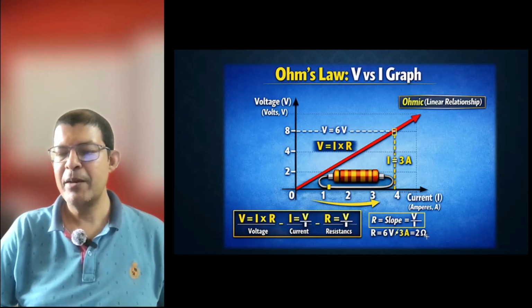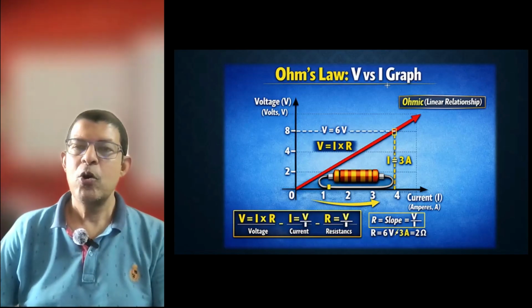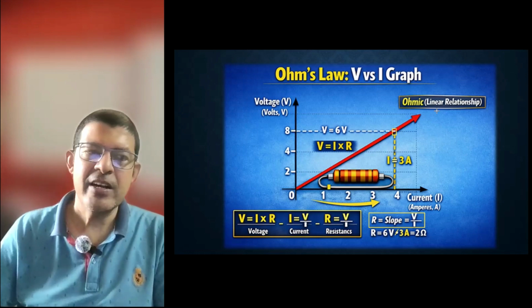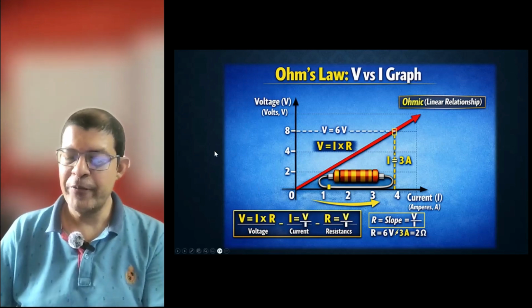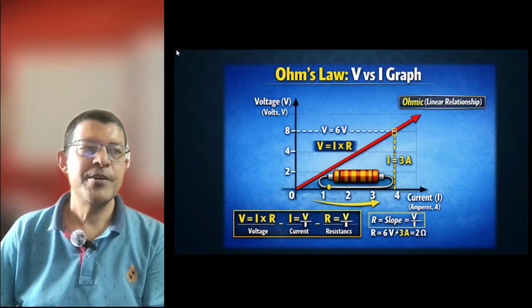the division by 3 and you will get 2 ohm as a resistance. Okay. Ohmic relationship is a linear relationship. Okay, now that we have understood Ohm's law in a graphical representation, let us clear this off.